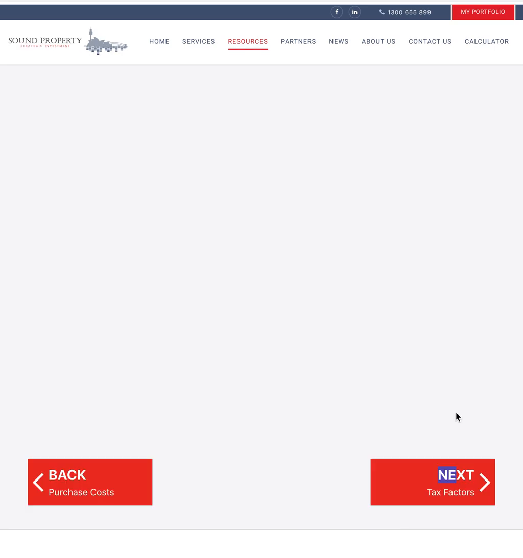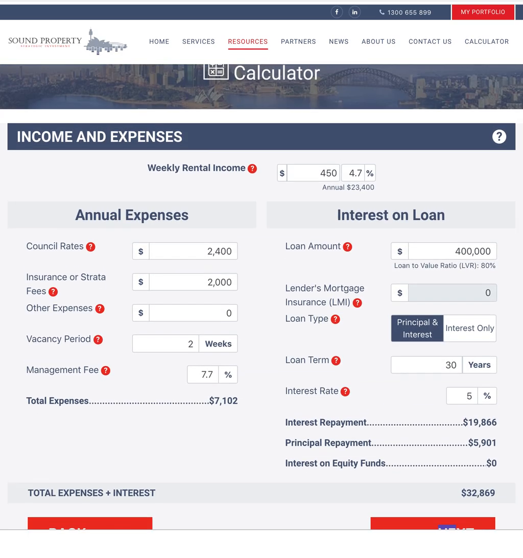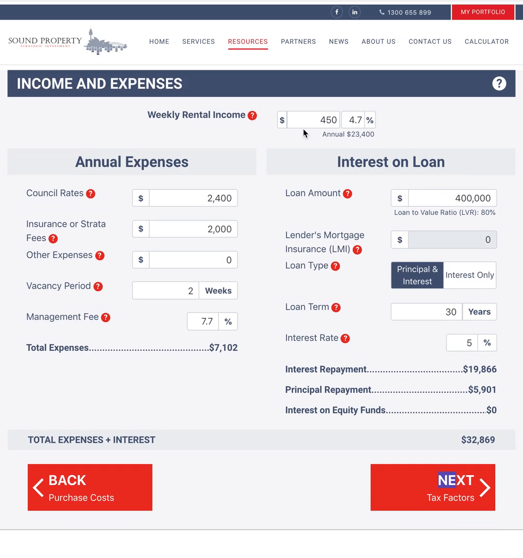The next step is to move on to the income and expenses of the property. This is where we can put in the weekly rental income. In this example, I've used $450 a week. It then generates that to be $23,000 as an annual figure, and also it works out to be a 4.7% rental yield, or simply the rent as a percentage of the purchase price.